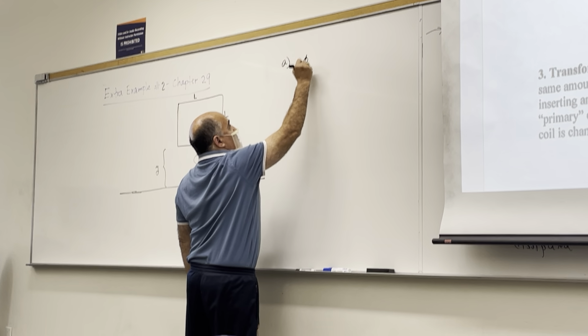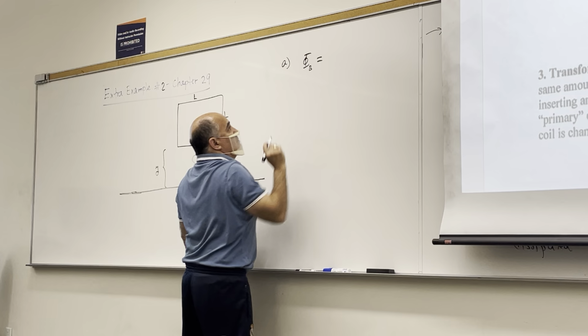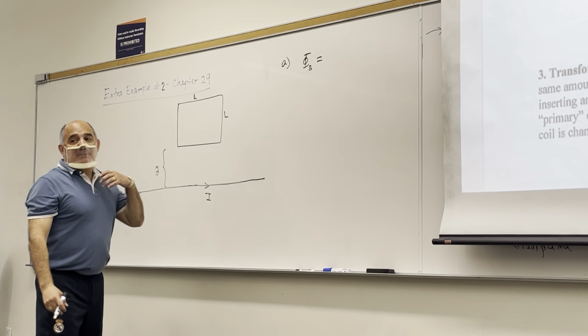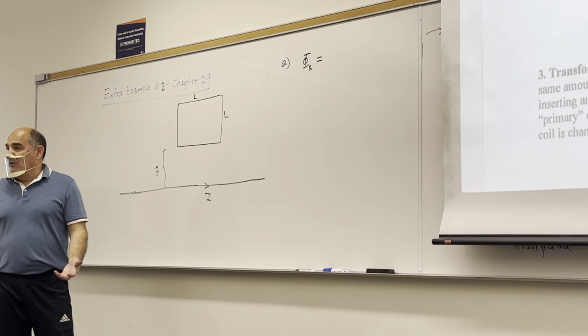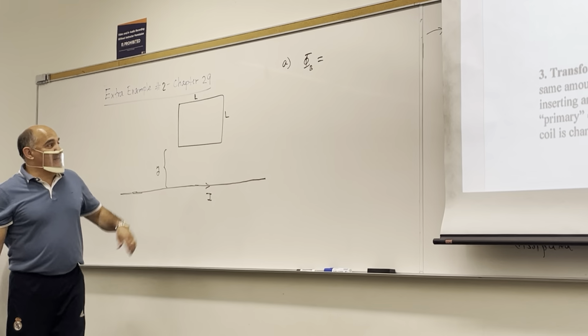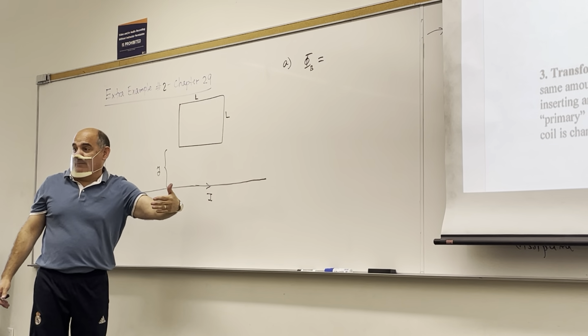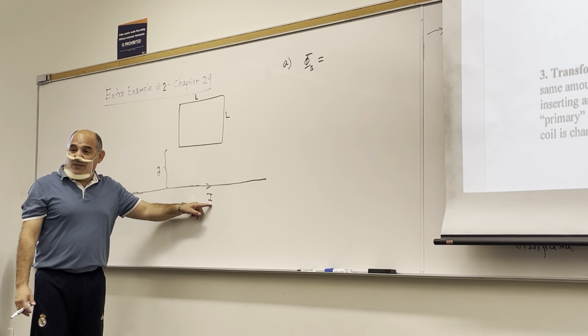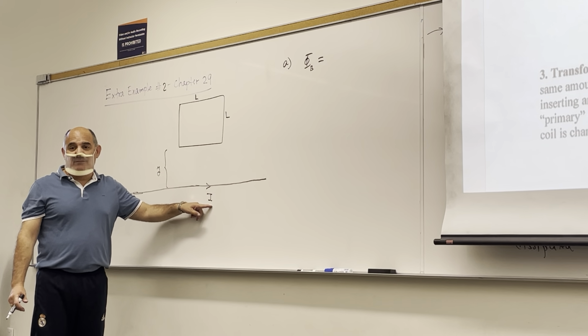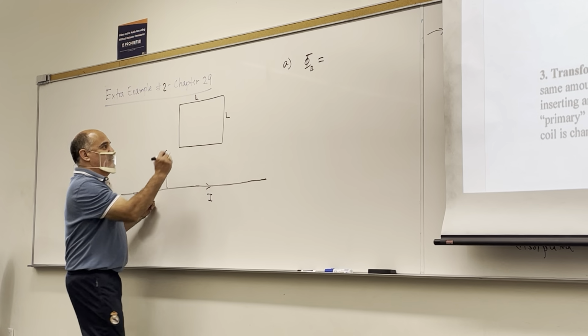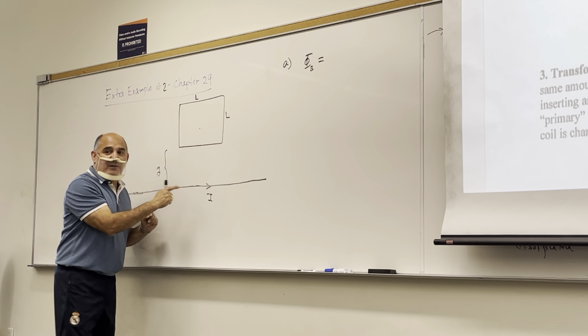So I want to know this. It's the magnetic field multiplied by the area of the loop. Now you tell me, is the magnetic field everywhere throughout this area the same, generated by the current in this very long wire? What is the magnetic field generated right there by the current in this wire?